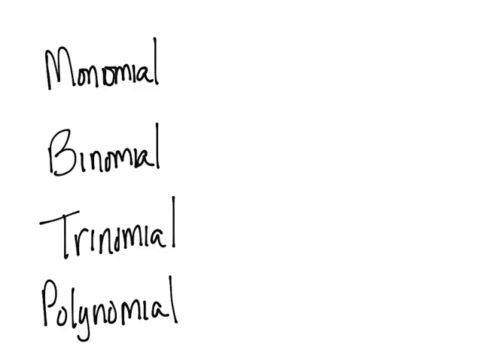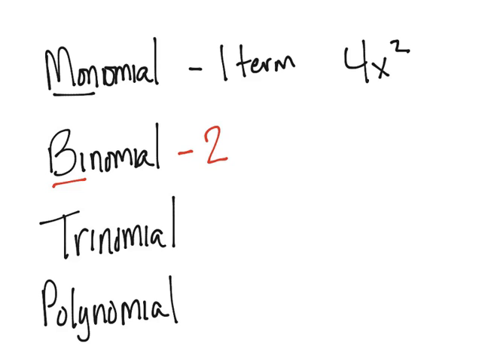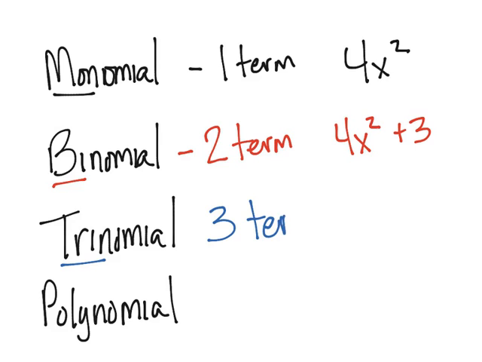These come from Greek roots, where mon means 1, so a monomial only has one term, such as 4x squared. Binomial comes from the Greek bi, which gives us 2 terms. For example, 4x squared plus 3. Tri means 3, so what we're really looking at is something with 3 terms. For example, 4x squared plus 3x minus 2.